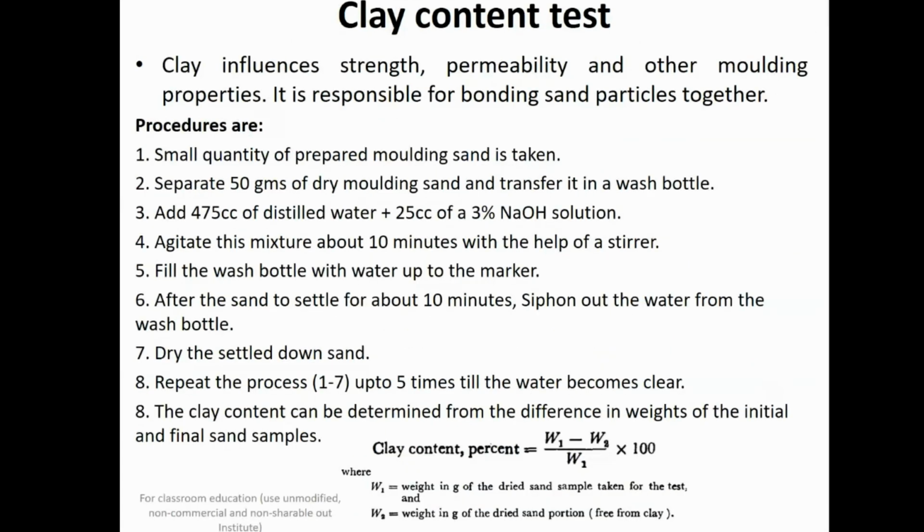So then we can learn about the clay content test. Clay is a very important ingredient of your prepared sand, and it influences the strength, permeability, and other molding properties, because it is responsible for the bonding of sand particles together. The process is very simple. You first take a small quantity, say 50 grams of dry molding sand, and then you transfer it into a wash bottle.